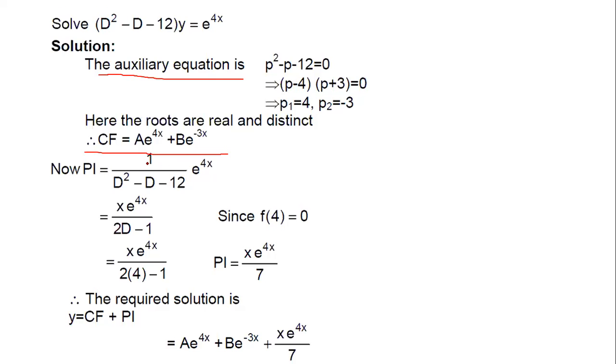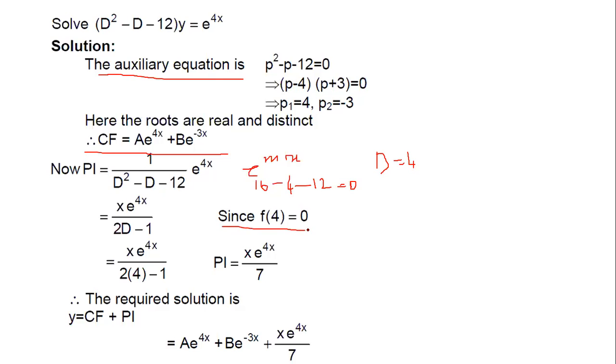Then you come to the particular integral. So here e power 4x is there. It is in the format of e power mx, where m equal to 4, therefore you have to substitute D equal to 4 in the denominator. If you are substituting 4 in the denominator, 16 minus 4 minus 12. That step is not shown here, but you have to show that 16 minus 4 minus 12 is equal to 0. That means the denominator is equal to 0.